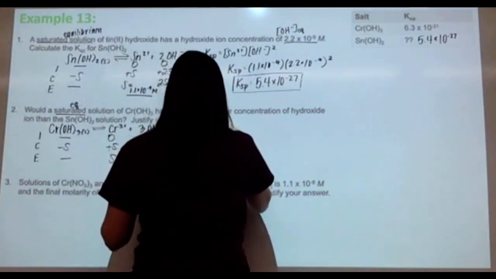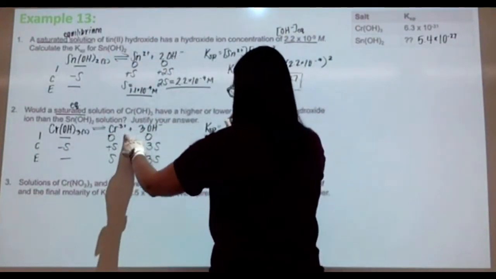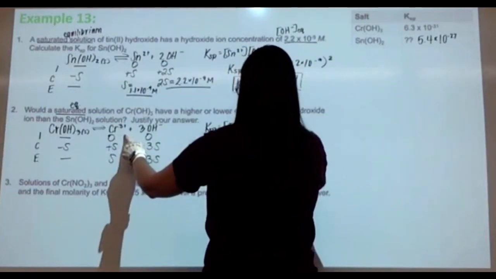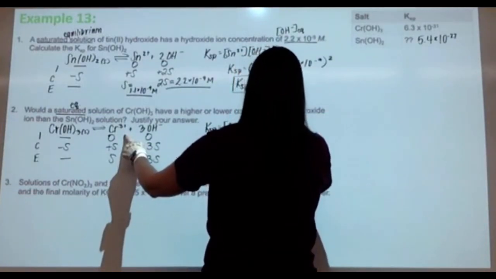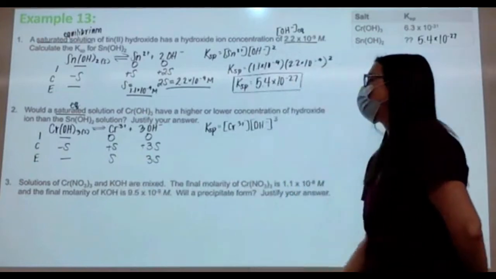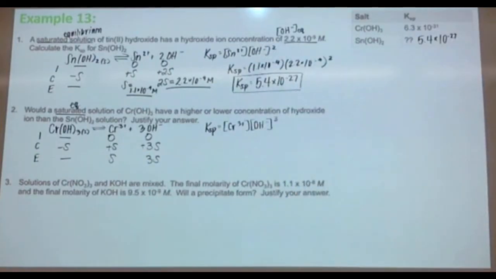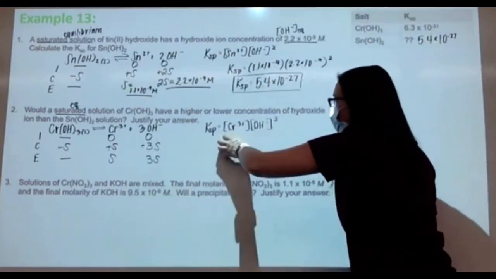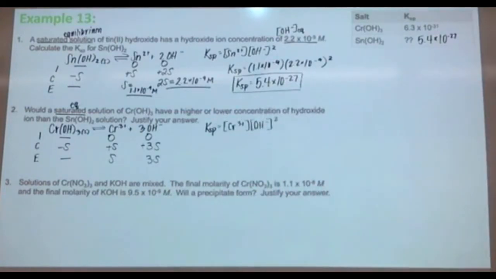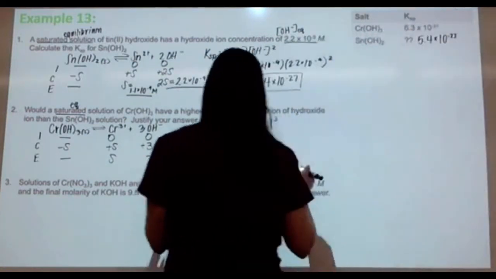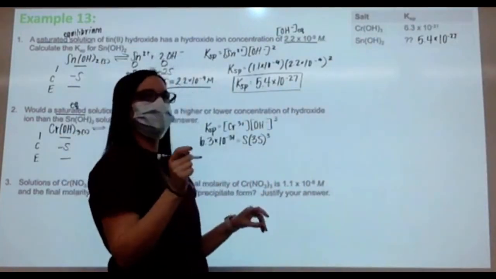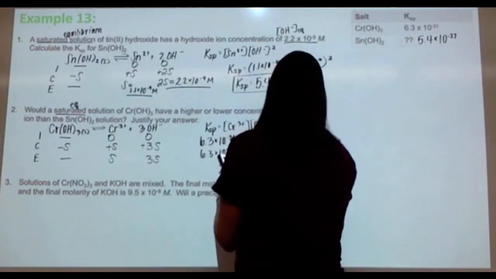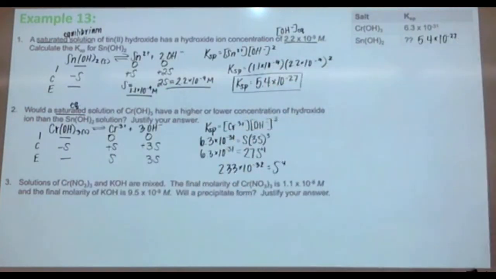So I'll start by writing the KSP expression. Cr3 plus times OH minus cubed. So see if you can plug in the KSP for chromium 3 hydroxide and all of the variables and solve for S. I'll work through it up here while you're working through it as well. 3 cubed, remember, is not 9. This is where you want to make sure you can plug this into your calculator.